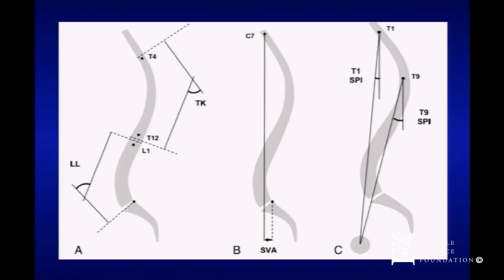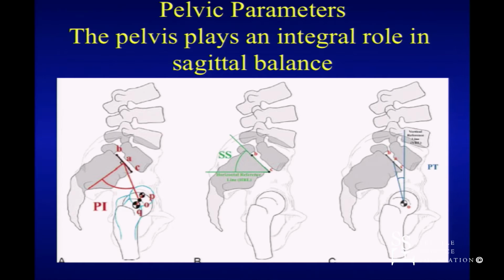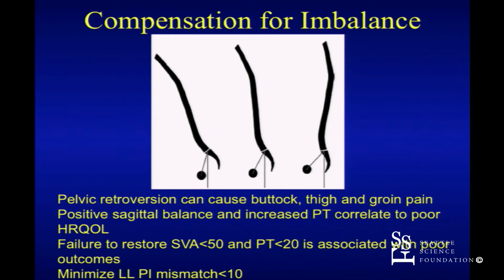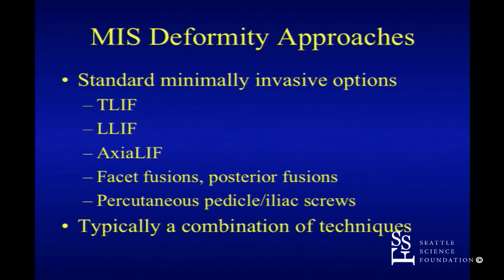We just went through SVA, pelvic incidence, pelvic tilt, and sacral slope. We also talked about why pelvic retroversion, like you can see in this case, leads to pain, because you're using your pelvic muscles to retrovert your pelvis to get better alignment. And that's an active process, and it leads to fatigue and pain. So the question is, can we achieve global sagittal balance with these MIS approaches?